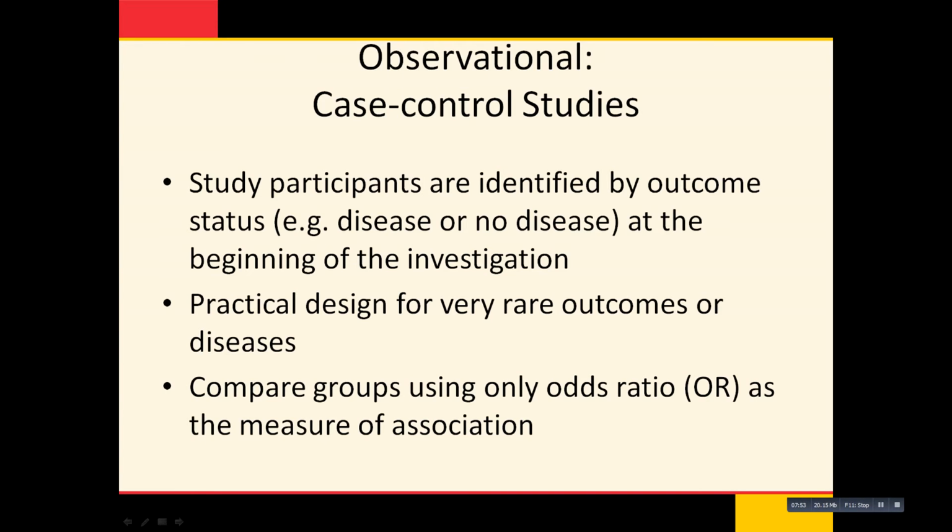And the measure of observation used for case control studies is the odds ratio only. It's the only measure of association that we can use, unlike relative risk, which we can use for randomized controlled trials or cohort studies. But odds ratio is the measure we use for case control studies. So let's look at a schematic.